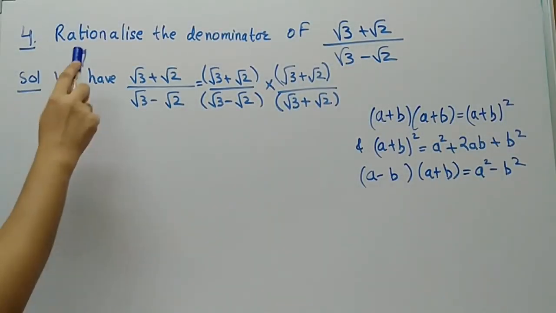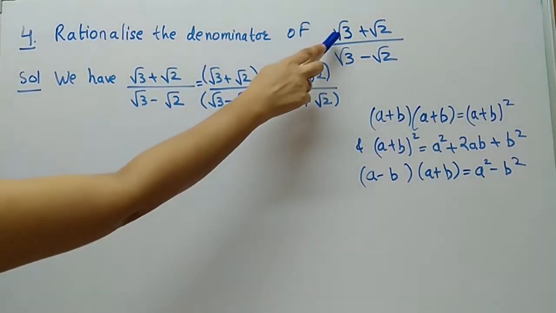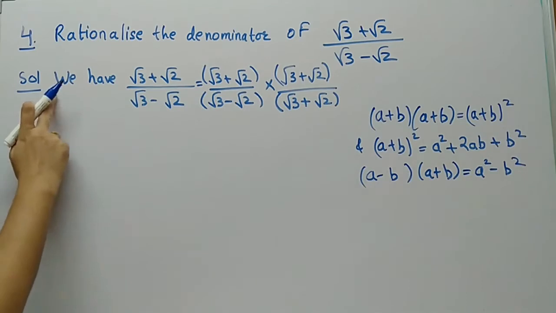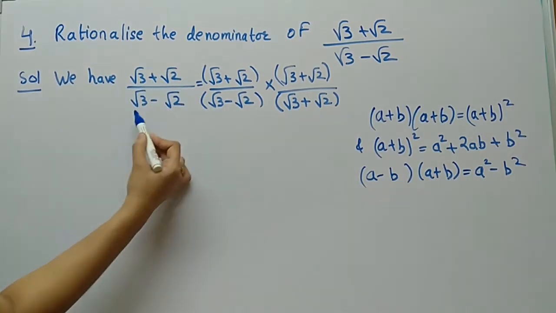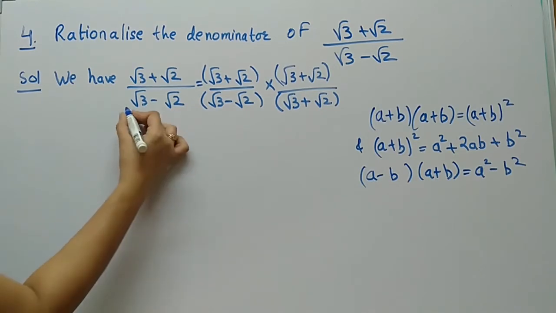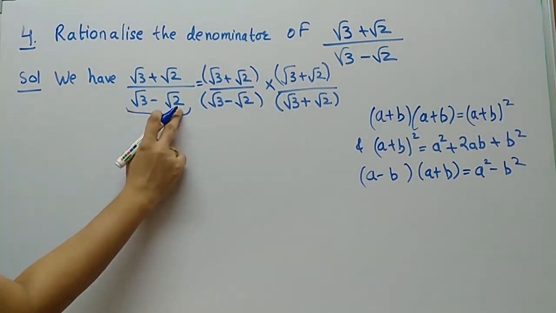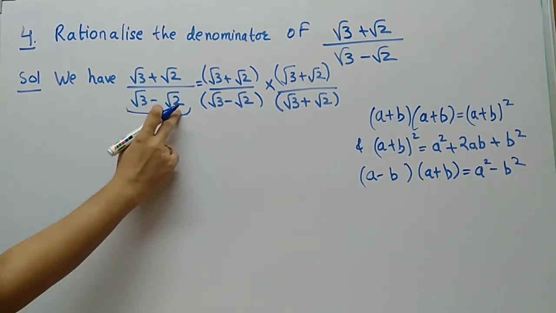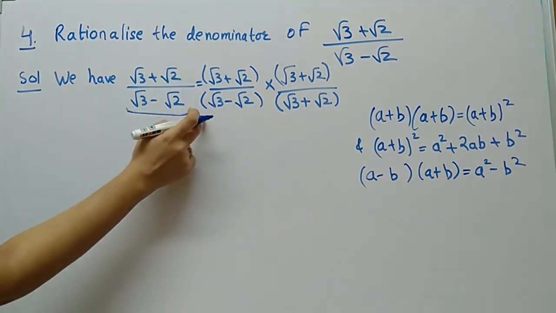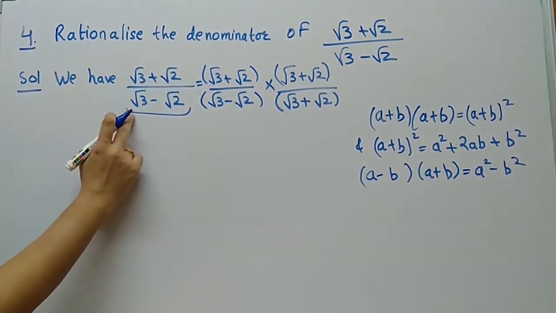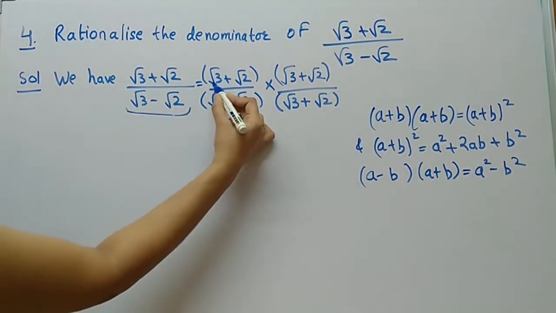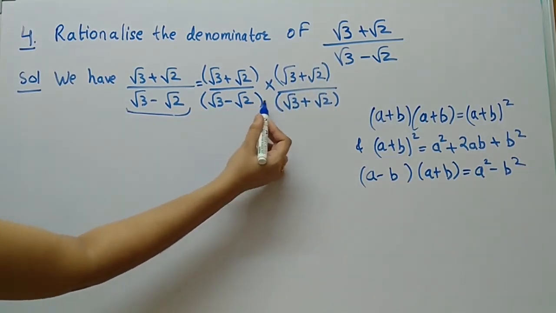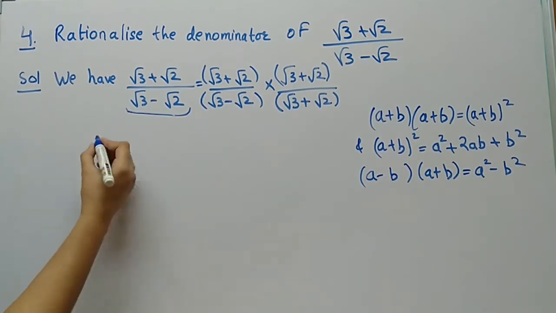Question number 4. Rationalize the denominator of root 3 plus root 2 upon root 3 minus root 2. So we have root 3 plus root 2 upon root 3 minus root 2. Since the denominator is root 3 minus root 2, the rationalizing factor will be root 3 plus root 2. So we will multiply the numerator and denominator of this number by root 3 plus root 2. So (root 3 plus root 2) multiplied by (root 3 plus root 2) upon (root 3 minus root 2) multiplied by (root 3 plus root 2).